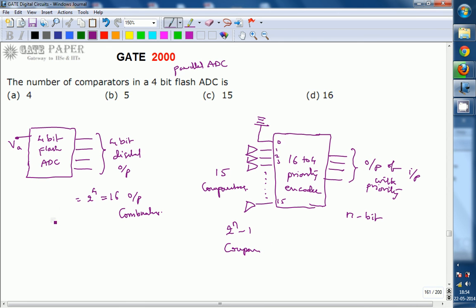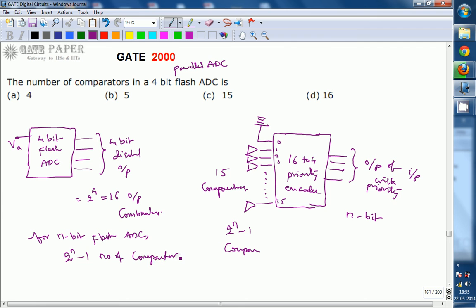So for an n-bit flash ADC, that is, a parallel ADC, the name parallel has come because the input signal is compared in parallel with all possible inputs of the priority encoder except for the ground, so it requires 2 power n minus 1 comparators.